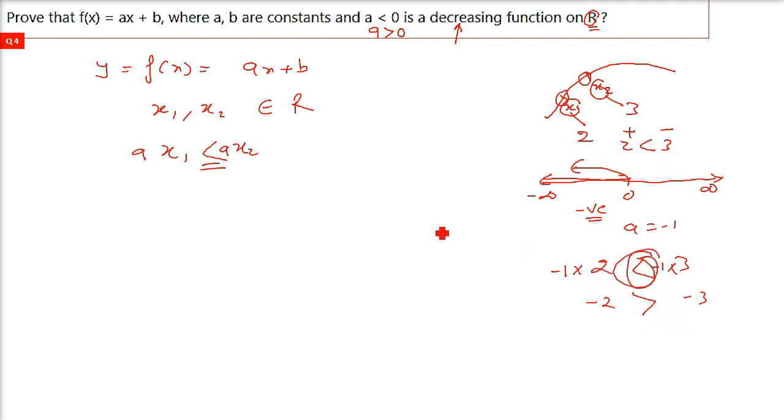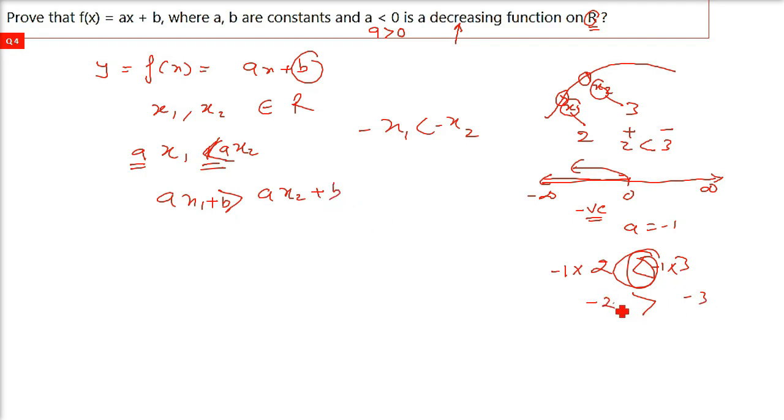So multiplication with a negative number always changes the sign. If it is less than, it will be greater than. We are saying x1 is less than x2, whenever we multiply this with a negative number. For example, it is given in the question a is less than 0. So ax1 now will be greater than ax2. All clear? Just add b. b is a constant number. b lies in the real numbers.